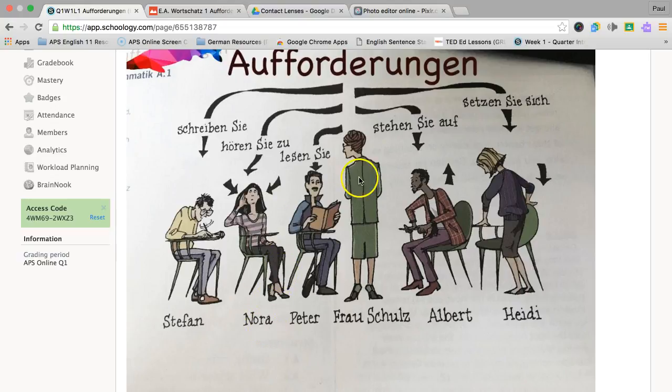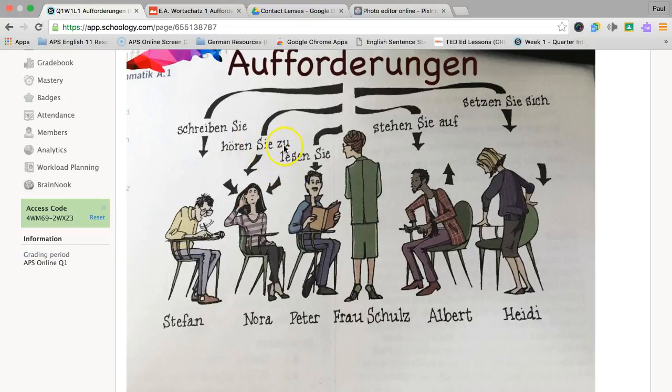For Nora, what is she saying? Frau Schulz sagt, Nora, hören Sie zu. So please repeat these words as I say them in the video. You can pause and you can say it right after I say it. You can rewind. But Frau Schulz is telling Nora, hören Sie zu.